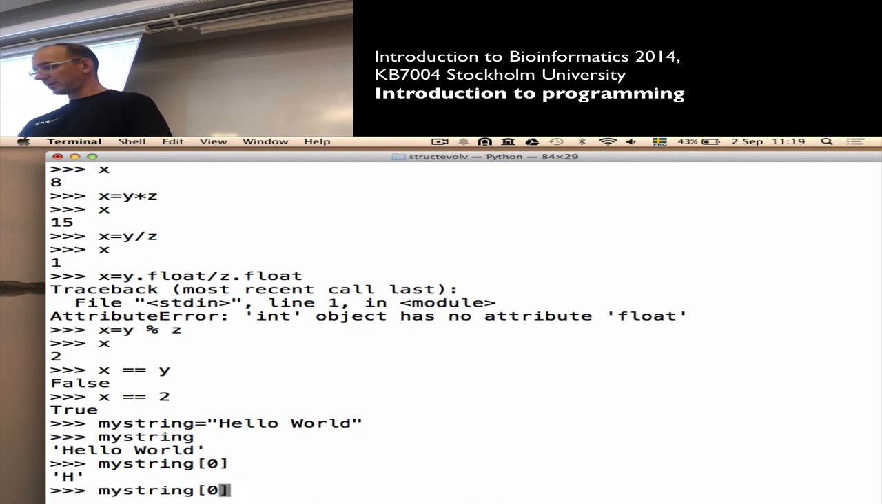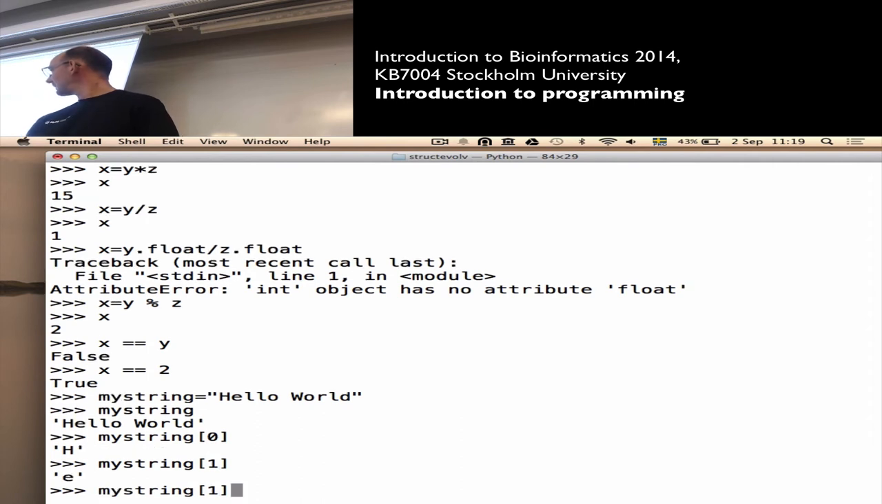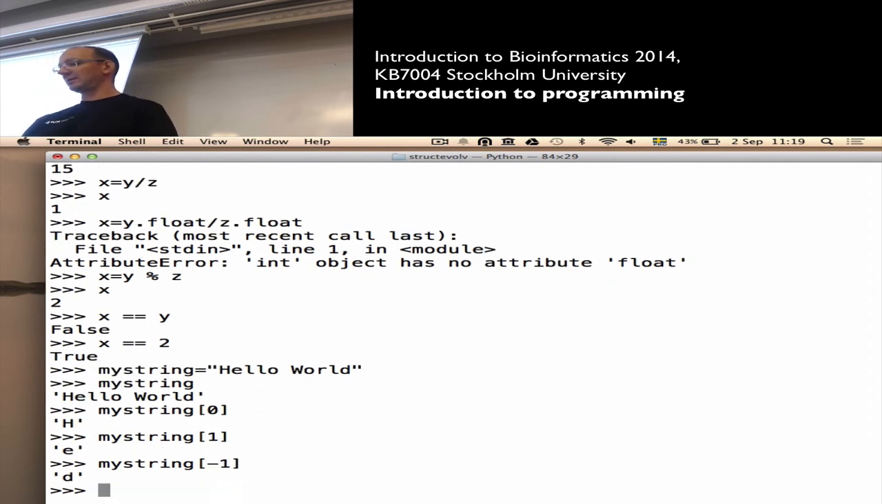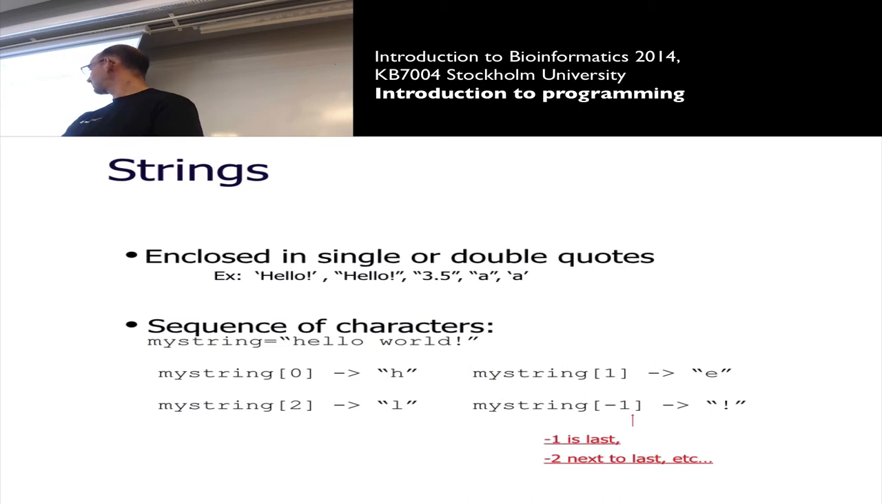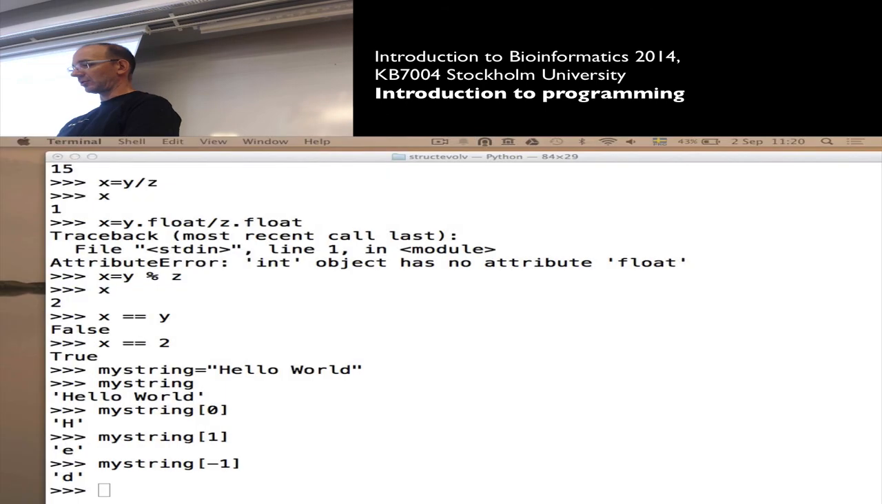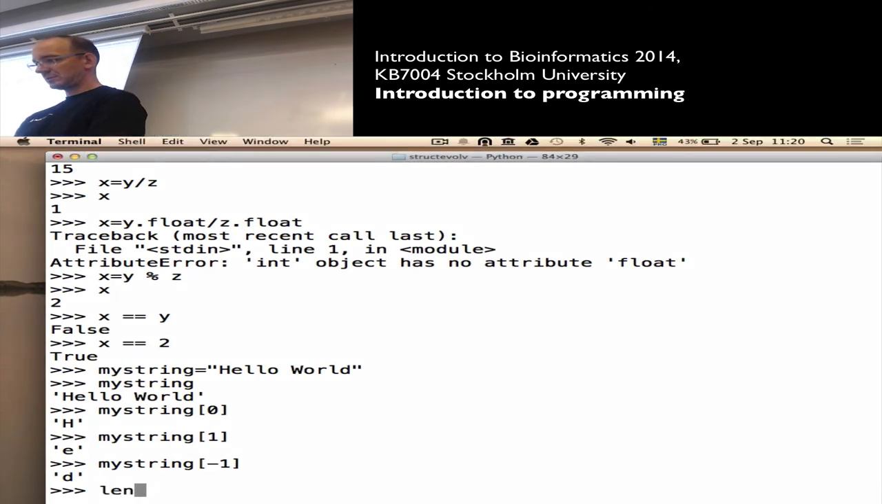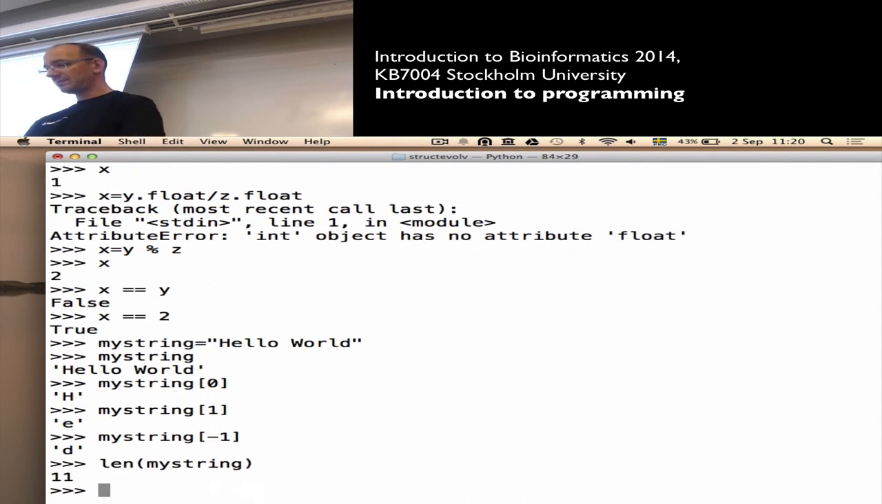The second one is an E. I calculate the last one, which is minus 1, it's a D. So you can do things like that quite easily. So minus one is the last one, minus two is the second to last one, etc. You can do other things, like looking at the length of the string. So length of my string, 11.